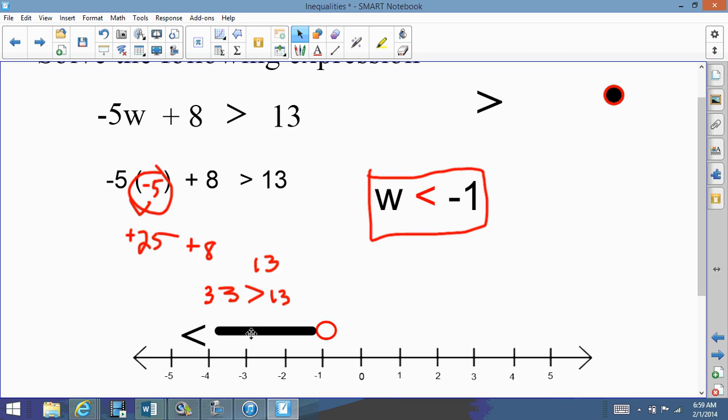So my answer on my graph is going to be going in the opposite direction. So it's going to be numbers that are less than -1 will answer this problem.